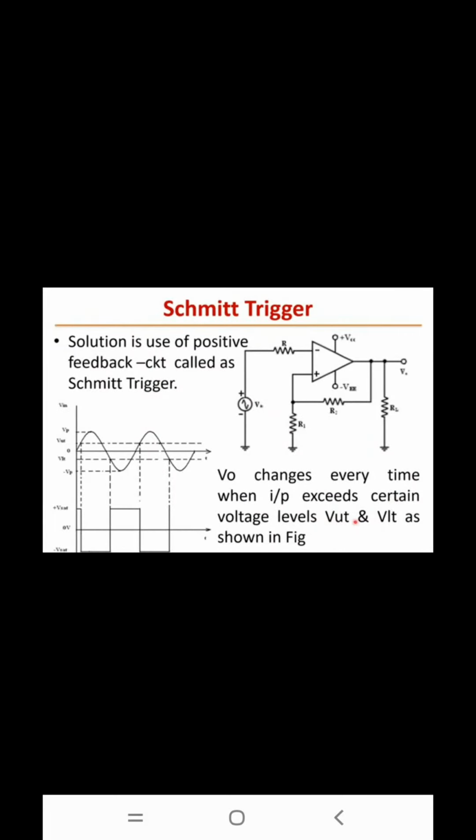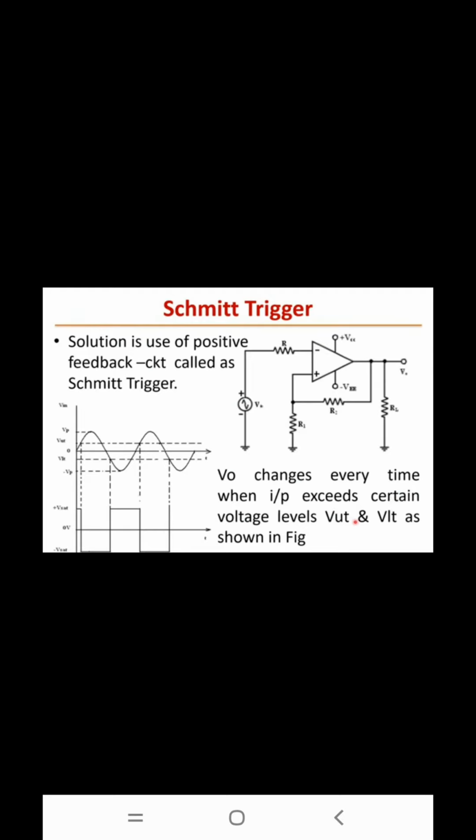Now moving on, let us discuss the Schmitt trigger. The solution uses positive feedback and is called a Schmitt trigger. Here the figure shows an inverting comparator with positive feedback. This circuit converts an irregular shaped waveform to a square wave or a pulse, and is called a Schmitt trigger or a squaring circuit.